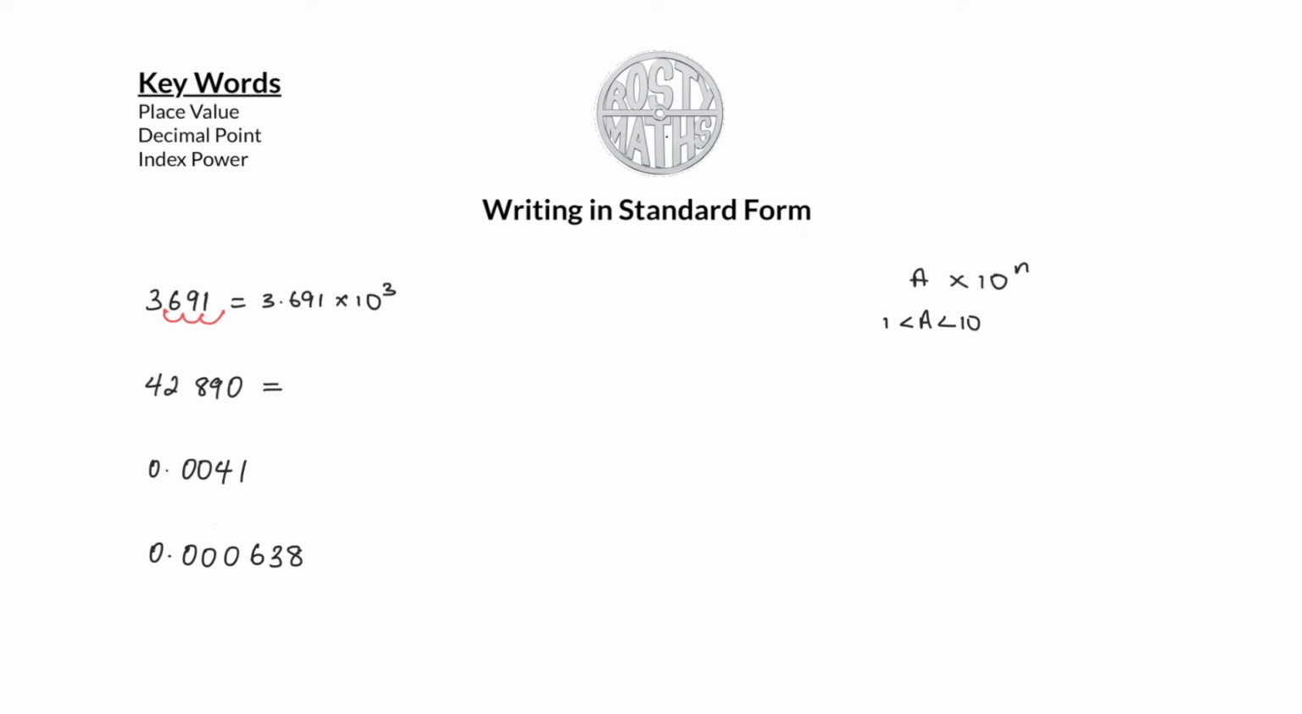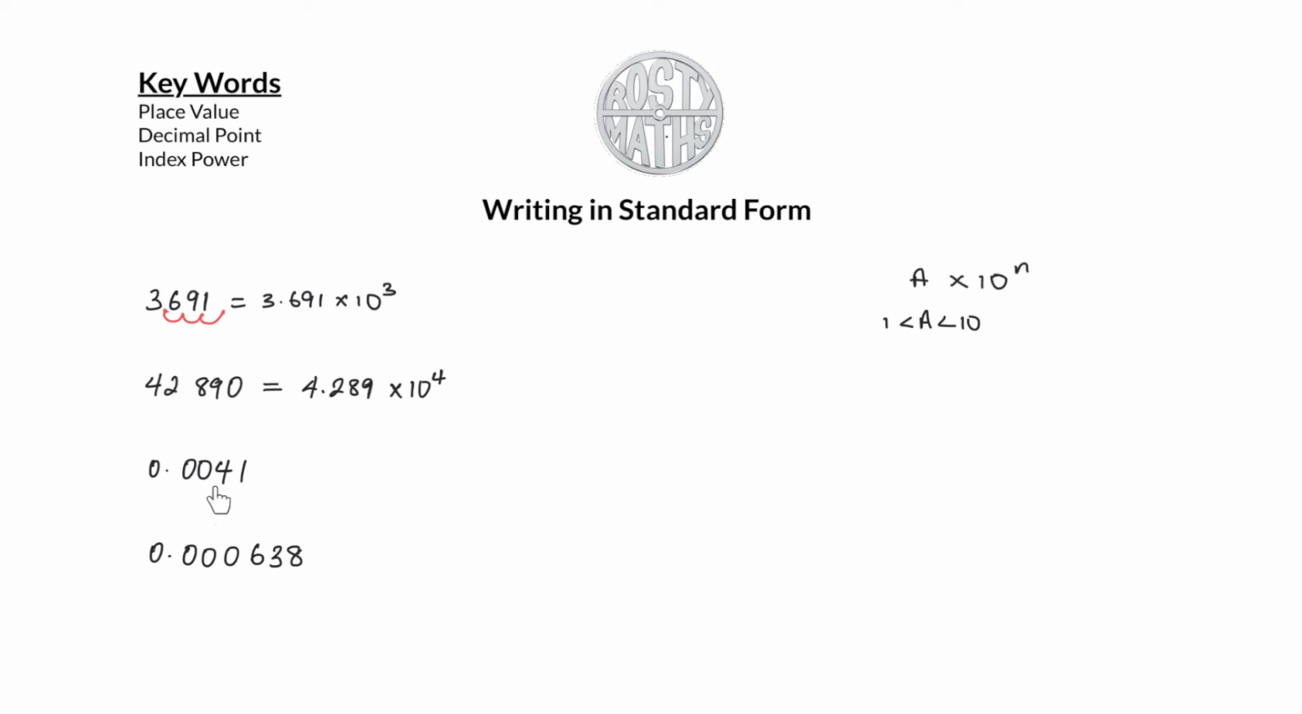So same sort of routine going on here. We're going to move this number 1, 2, 3, 4 places over because this is 42,000, it's tens of thousands. So once we move the number 4 places over, 4.289 times 10 to the power of 4. Again, notice wherever we stop, this number needs to be between 1 and 10.